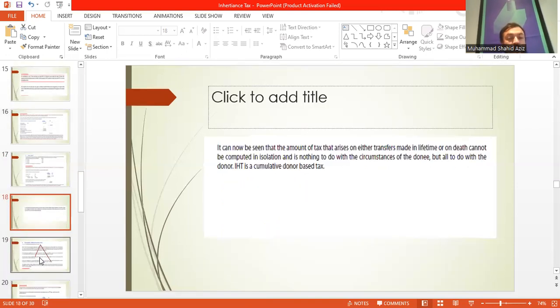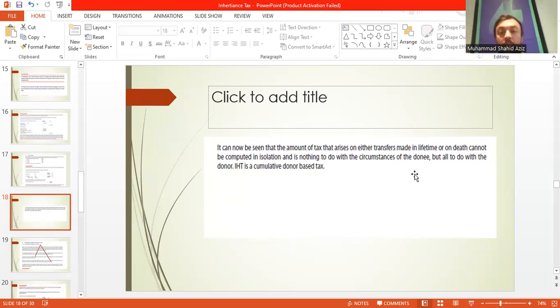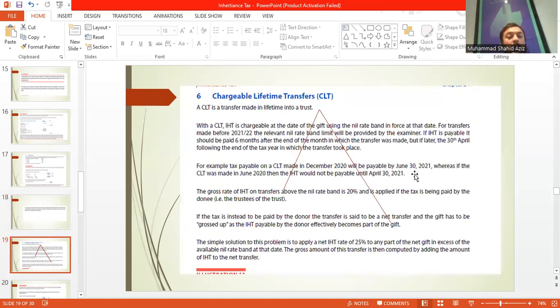Next example. It can now be seen that the amount of tax that arises on either transfers made in lifetime or death cannot be computed in isolation and has nothing to do with the circumstances of the recipient, but all to do with the donor. Inheritance tax is a cumulative donor-based tax. Chargeable lifetime transfer inheritance tax is chargeable at the date of the gift using the nil rate band in force.